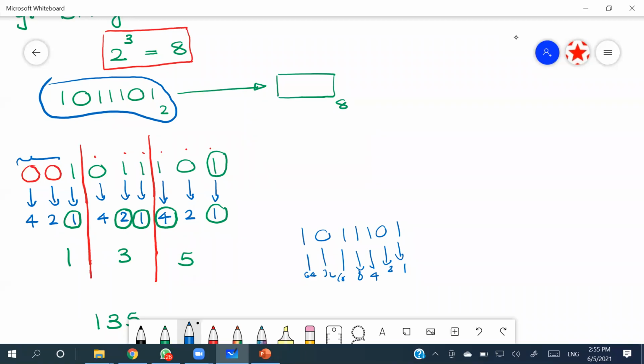This is not binary to octal, this is binary to decimal, right? Binary to octal, this is the pattern, right? Udamya, so you are good with grouping.